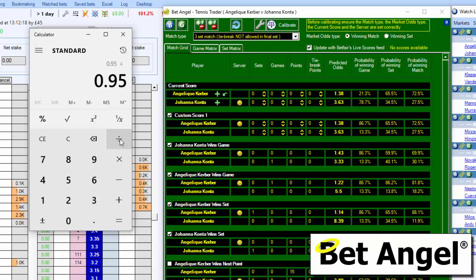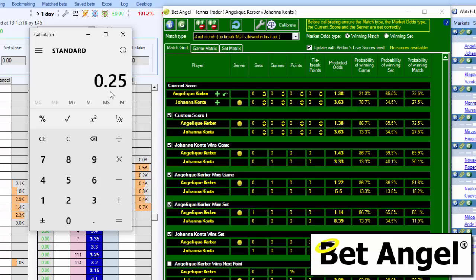However, if we do 95, which is the profit we'd make by laying Kerber and Konta winning the first set, divided by 0.24, then what you'll actually see here is the payoff for Kerber not winning that first set is nearly 4 times the potential payoff if she does. So in fact what you're saying here is effectively, there's a 1 in 4 chance. There's a 25% chance of Konta going on to win that first set.